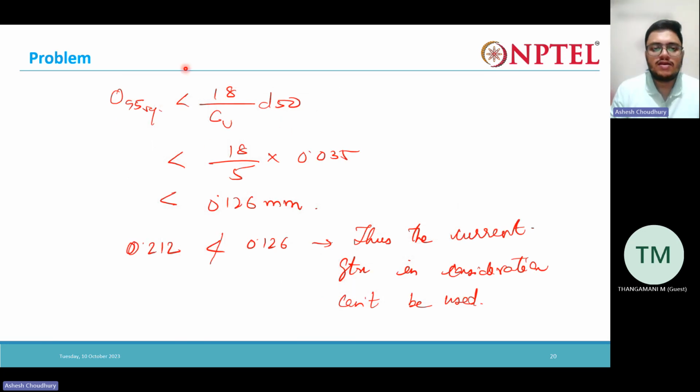So O95 required should be less than 1.8 B by safety. From here we get that O95 should be less than 0.126, but the given geotextile has an O95 of 0.212. Thus, we cannot use the given geotextile in our case. So we need to choose some different geotextile.